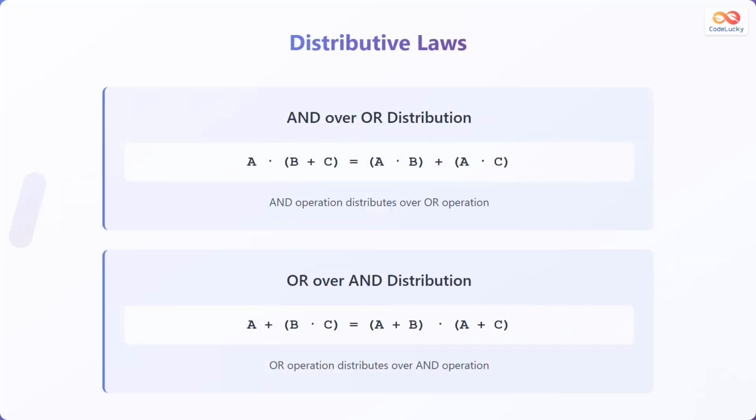Let us understand the distributive laws in Boolean algebra. The first one is AND over OR distribution, which states that a AND (b OR c) is equivalent to (a AND b) OR (a AND c). This means that the AND operation distributes over the OR operation. The second one is OR over AND distribution, which states that a OR (b AND c) is equivalent to (a OR b) AND (a OR c). This means that the OR operation distributes over the AND operation.